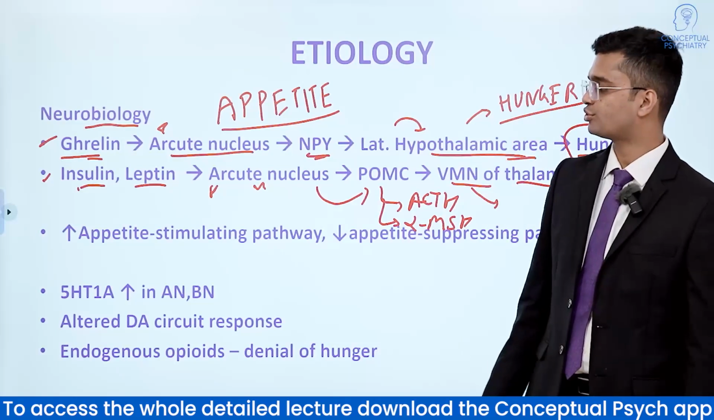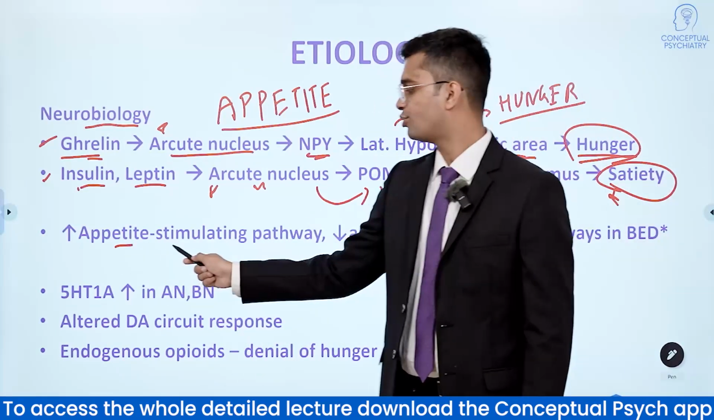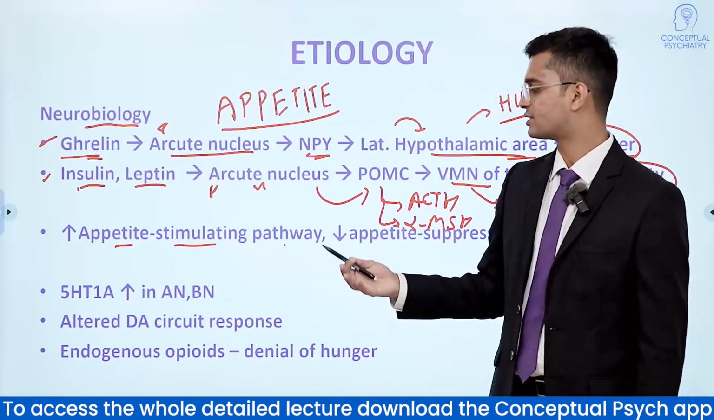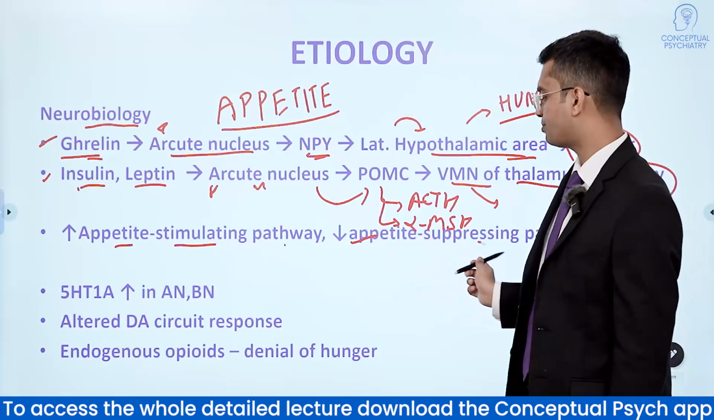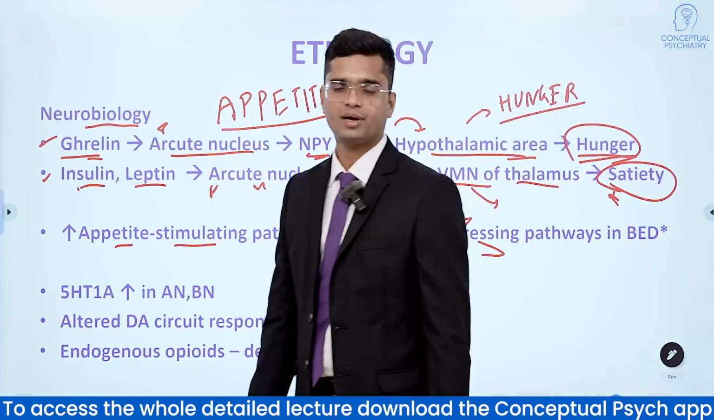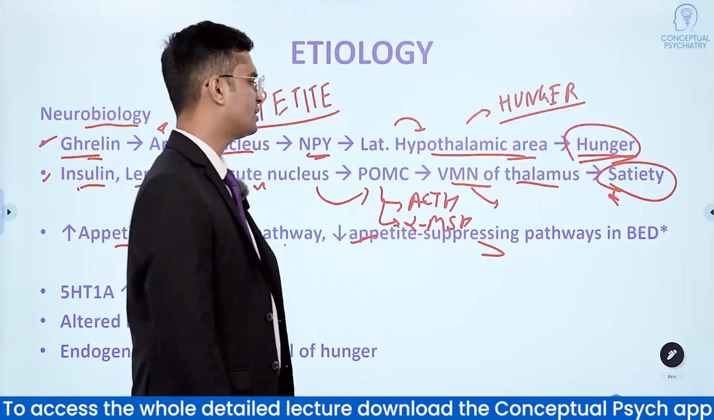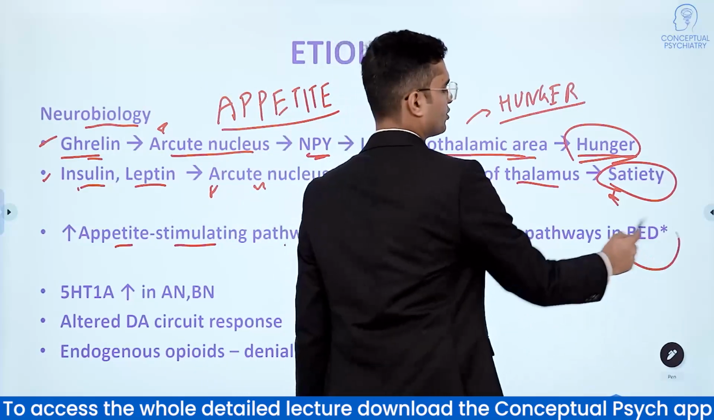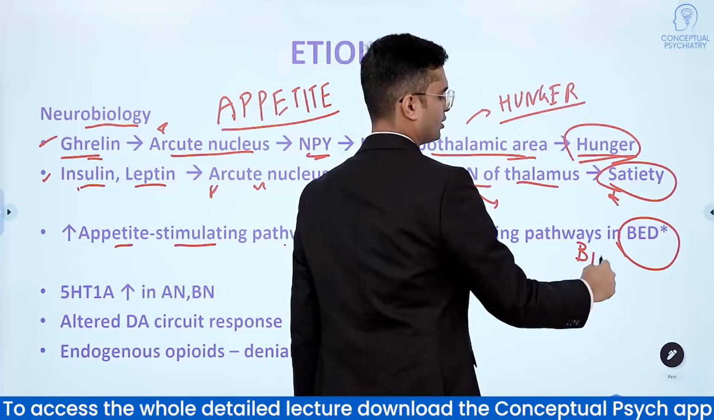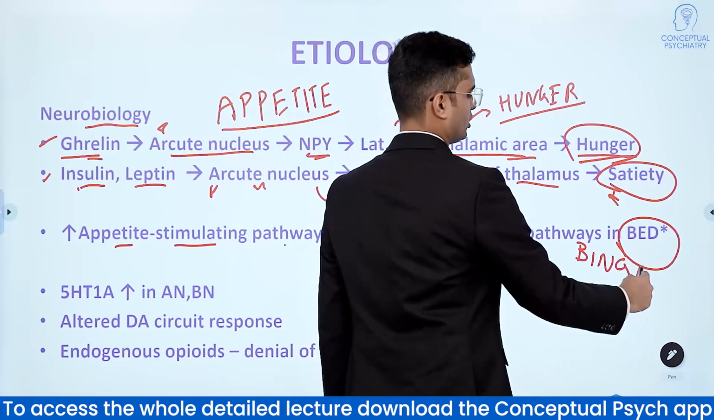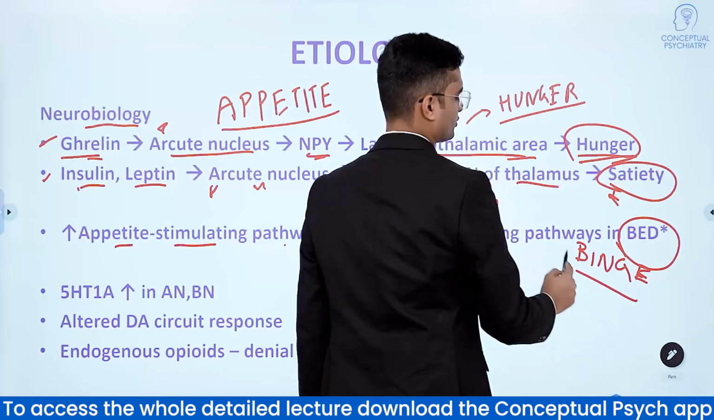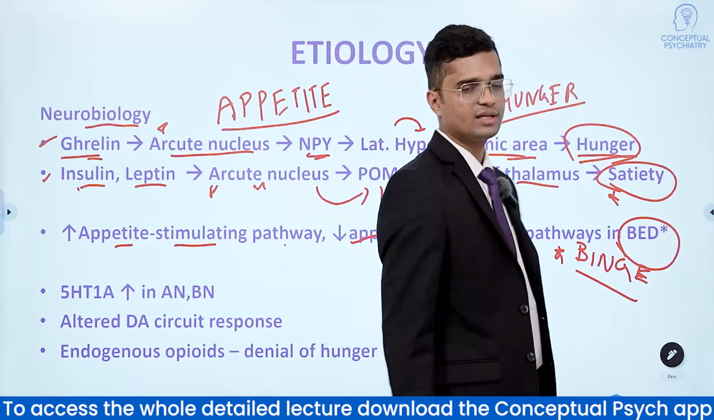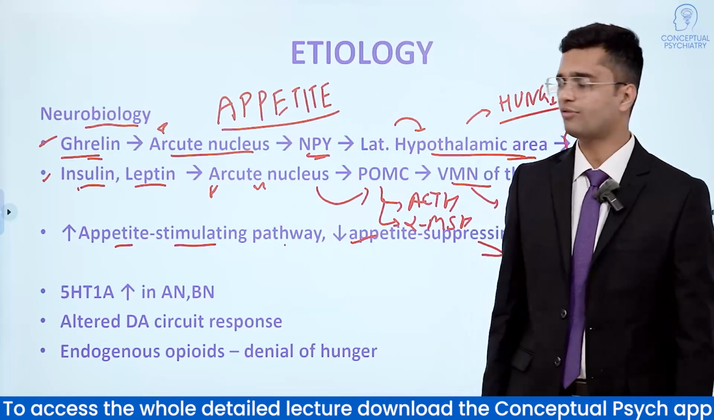So it has been postulated that the appetite stimulating pathway is increased and the appetite suppressing pathway, that is the VMN pathway, is decreased, particularly in patients of binge eating disorders. So there is a lowered sensation of satiety and an increased sensation of hunger in patients who have binge episodes.